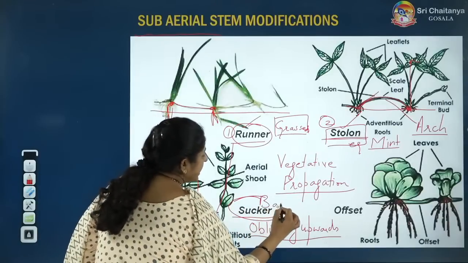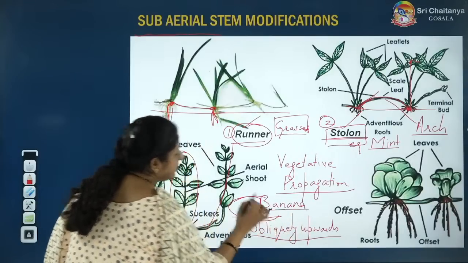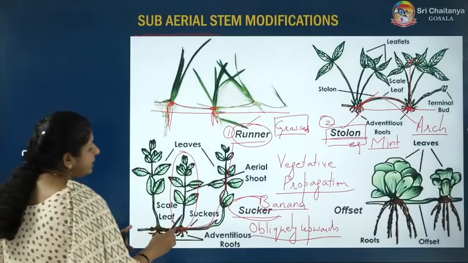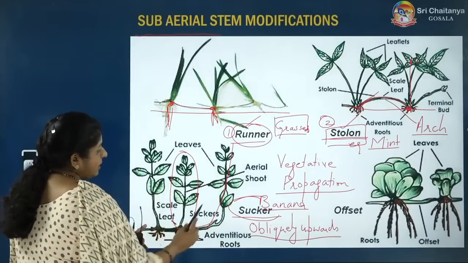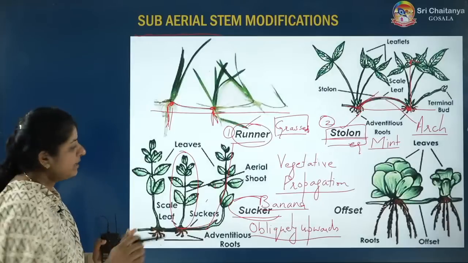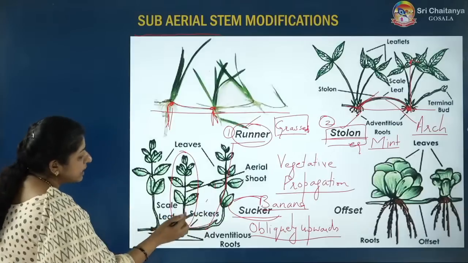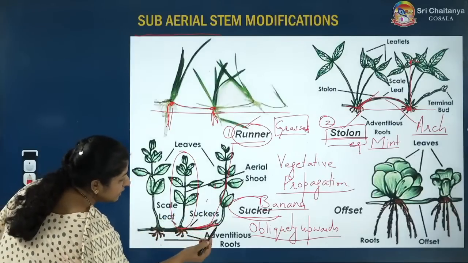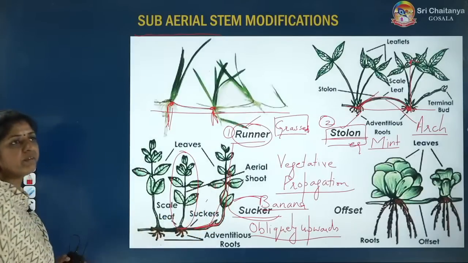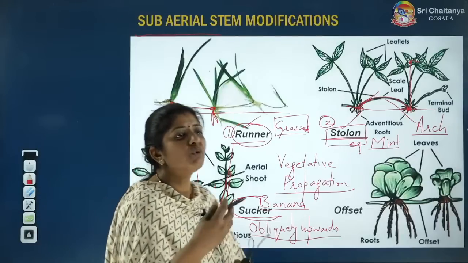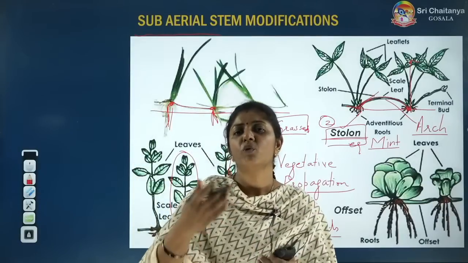Have you seen banana? Right? In the banana plant, the branches are coming up obliquely. Are you getting that? What do you call them? Suckers, coming up like this. But why do you call it subaerial? Because it touches the ground, then comes up, giving rise to a new plant. So can I say the subaerial types are more for creating more plants.